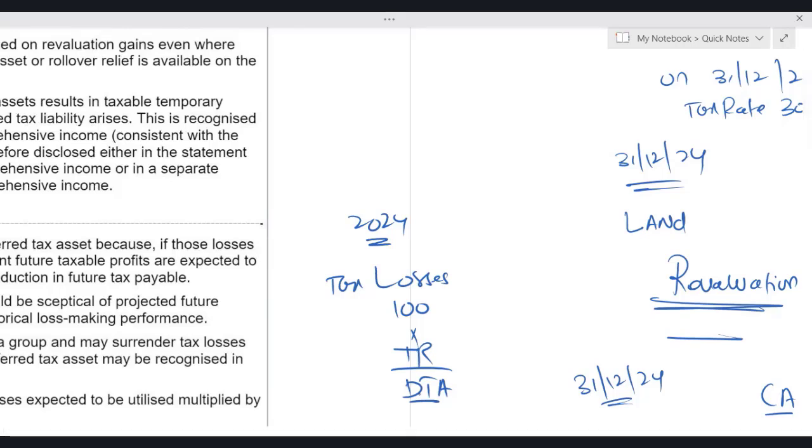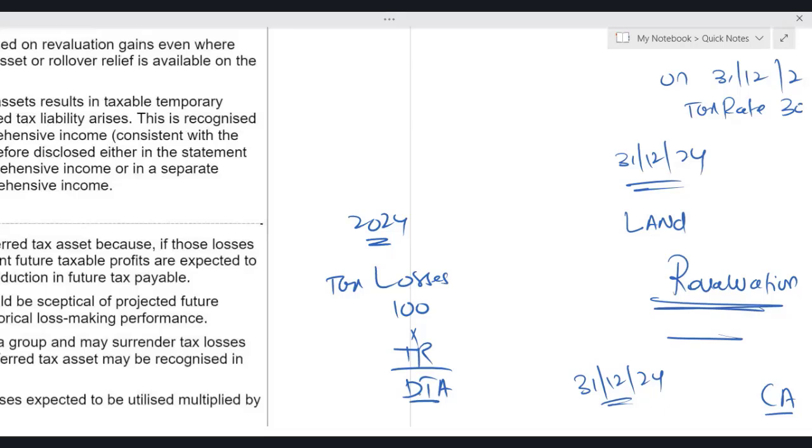How will we be utilizing these losses? Obviously, these losses will be utilized against future profit. When this organization is going to have taxable profit in the future, then from that taxable profit, we will deduct this taxable loss. So simply, taxable losses result in tax savings. So taxable loss multiplied by tax rate gives you the deferred tax asset. Okay. But the question is, should I recognize the deferred tax asset on the basis of the entire 100 million loss which the company is having?